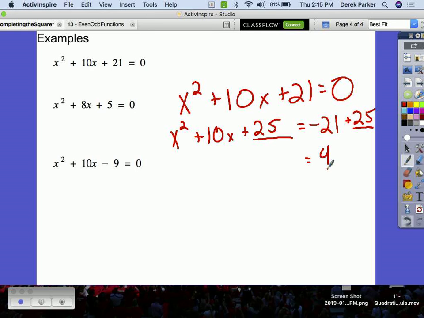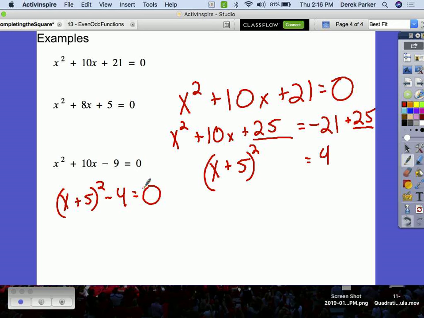I now factor x² + 10x + 25, and that becomes (x + 5)². Now, if I were to actually set this to 0, my completing the square problem would look like this: (x + 5)² - 4 = 0. That's what it's going to look like. But we're trying to solve for x, so I'm going to leave it just the way it is.